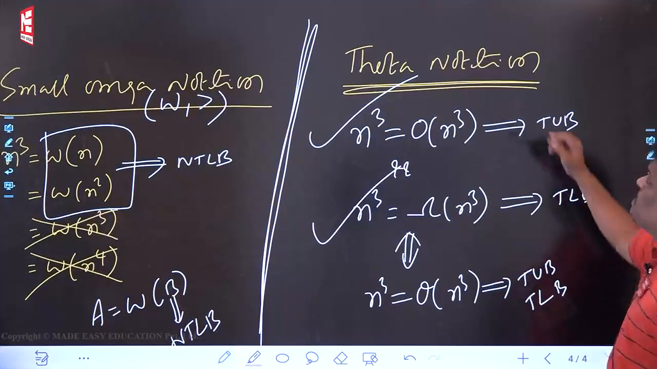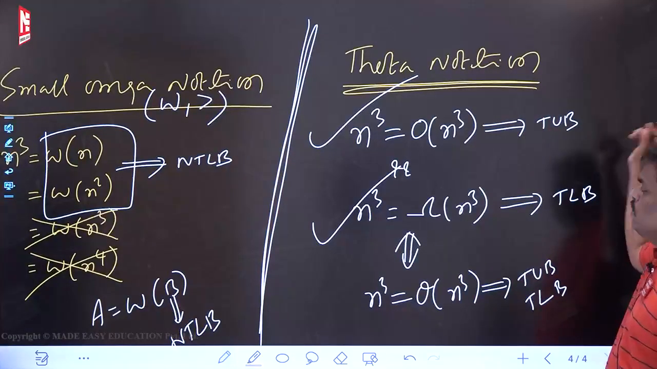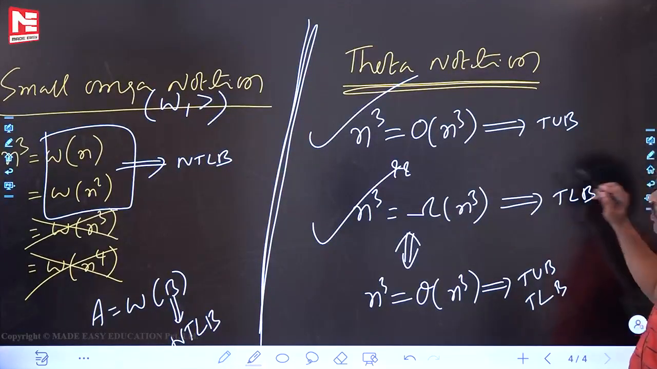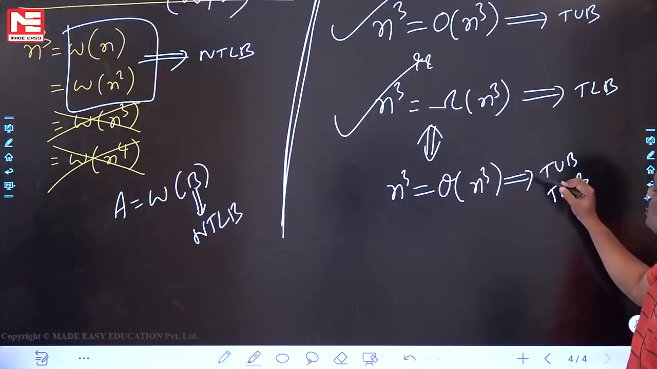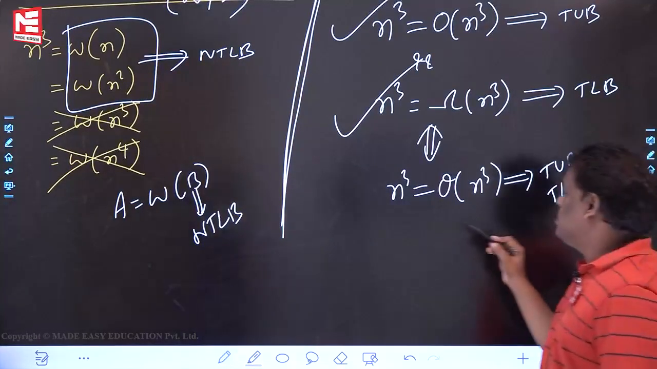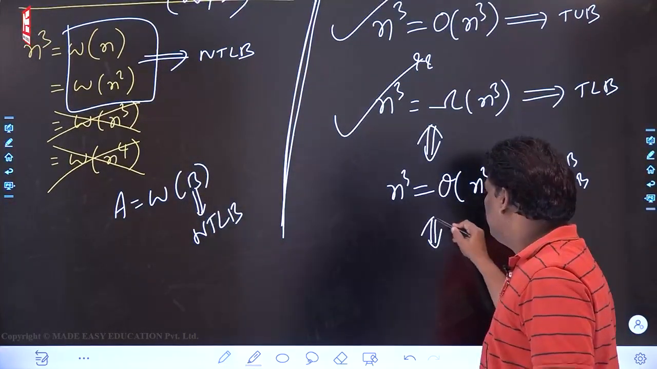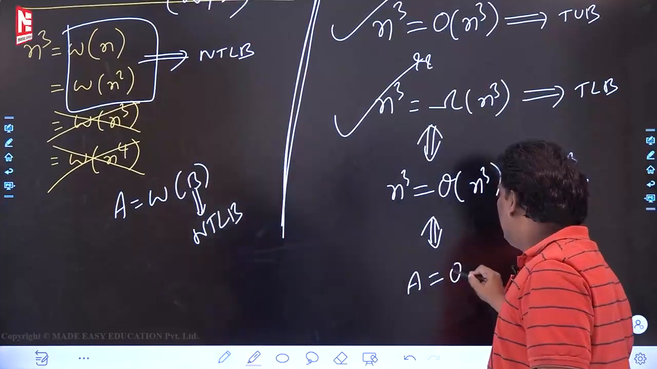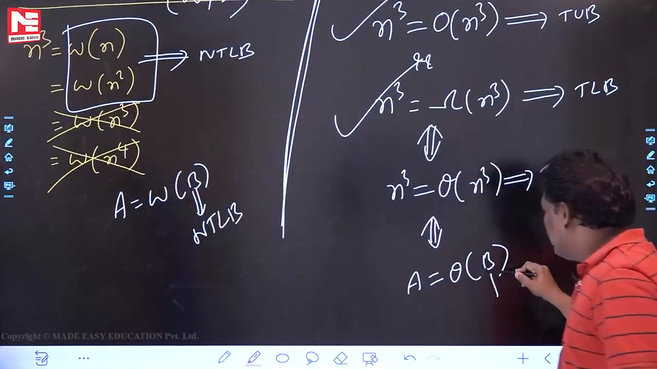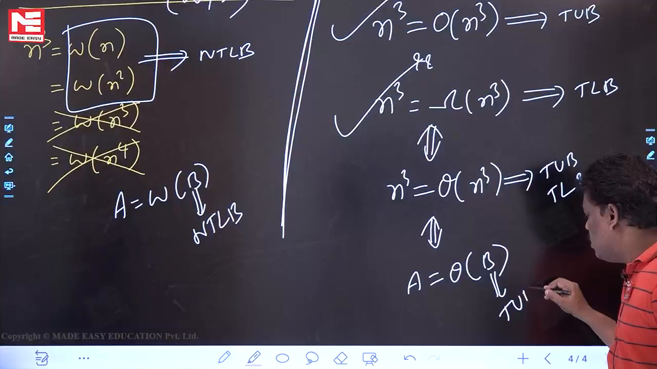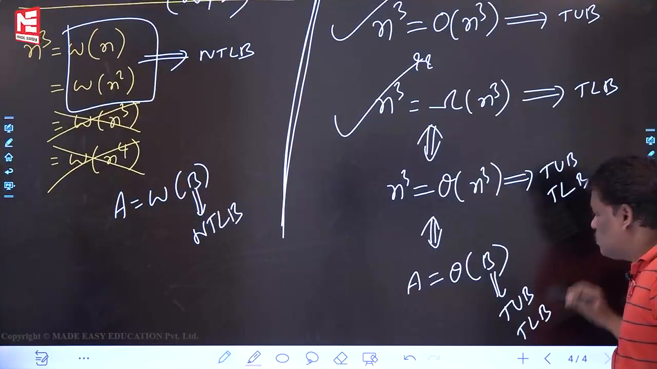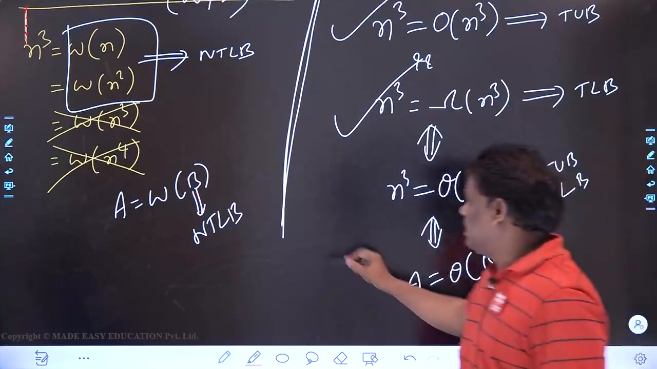Please be careful. This indicates that it is the tightest upper bound. This indicates that it is the tightest lower bound. Both are possible. What is the meaning? Tightest upper bound also, lower bound also. Can you see the final conclusion? A is theta B. What is the meaning? It indicates that B is a tightest upper bound also and tightest lower bound also. That is the meaning of theta.